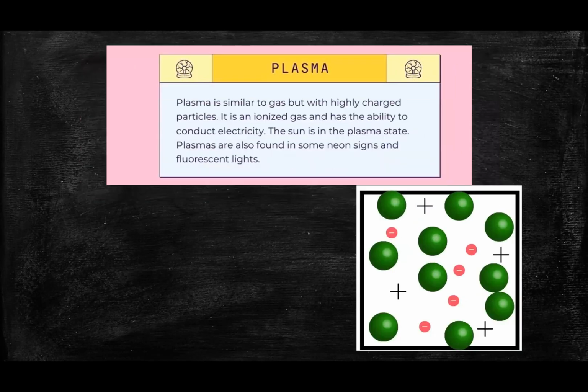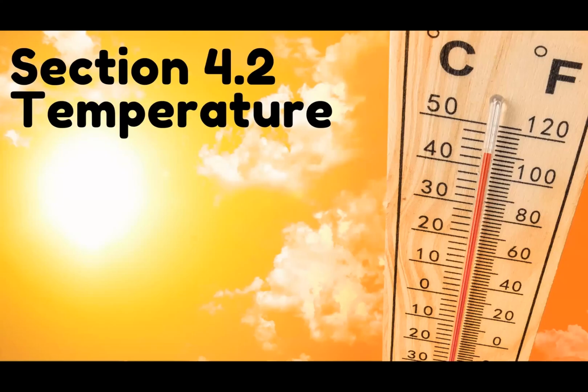The plasma state or phase is similar to the gas, but with highly charged particles. It is an ionized gas when we have charged particles because they become ions, and it has the ability to conduct electricity since you have positive and negative charges. The negative charges are what will be responsible for the flow of the electric current. The sun right now is in the plasma state. You can also find plasmas in some neon signs and fluorescent lights.